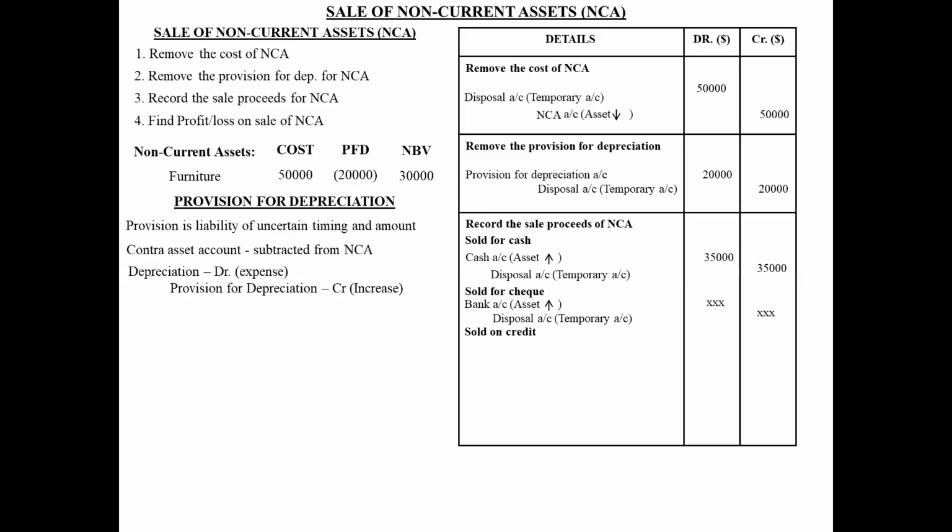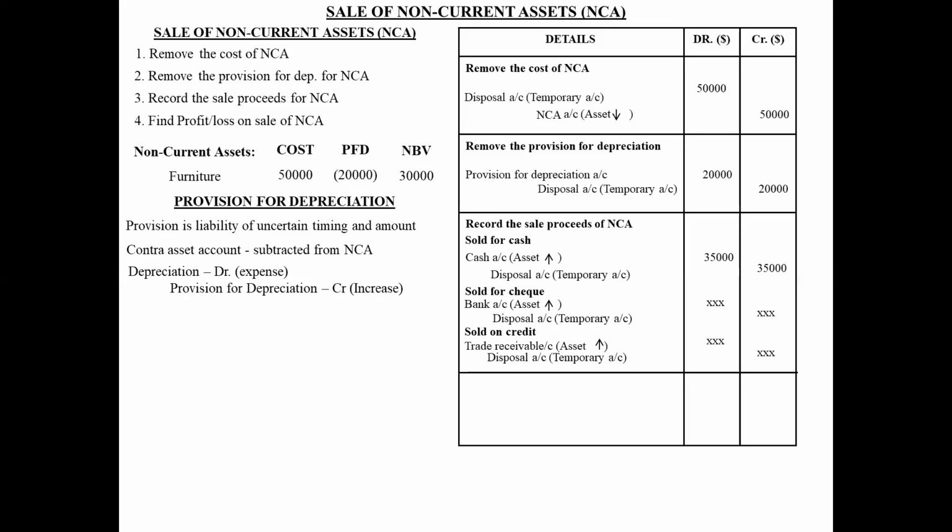If we are selling this non-current asset on credit, then trade receivables, or accounts receivable, will be written on the debit side, and disposal account will be written on the credit side. So these can be the three cases which you can see there. There can be part exchange as well, which we'll see in the next lecture because it's more complicated. So over here, I'm assuming that we are selling this non-current asset for cash. So cash account will be debited and disposal account will be credited.